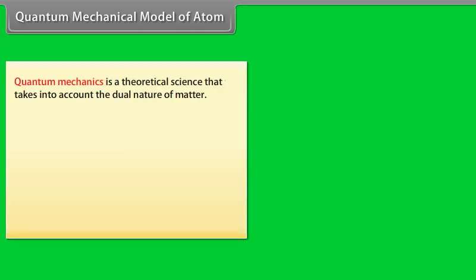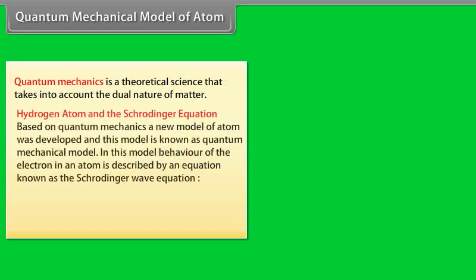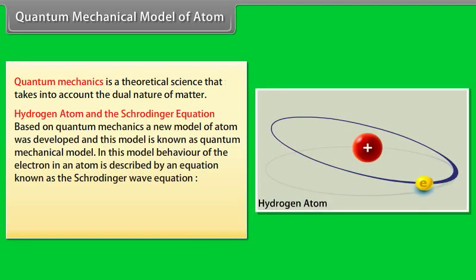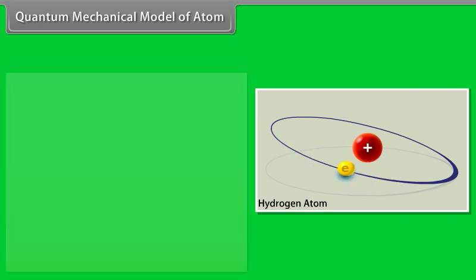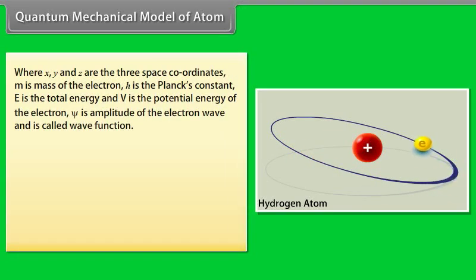Quantum mechanical model of atom. Quantum mechanics is a theoretical science that takes into account the dual nature of matter. Based on quantum mechanics, a new model of atom was developed, and this model is known as the quantum mechanical model. In this model, the behavior of the electron in an atom is described by an equation known as the Schrödinger wave equation, where x, y, and z are the three space coordinates.